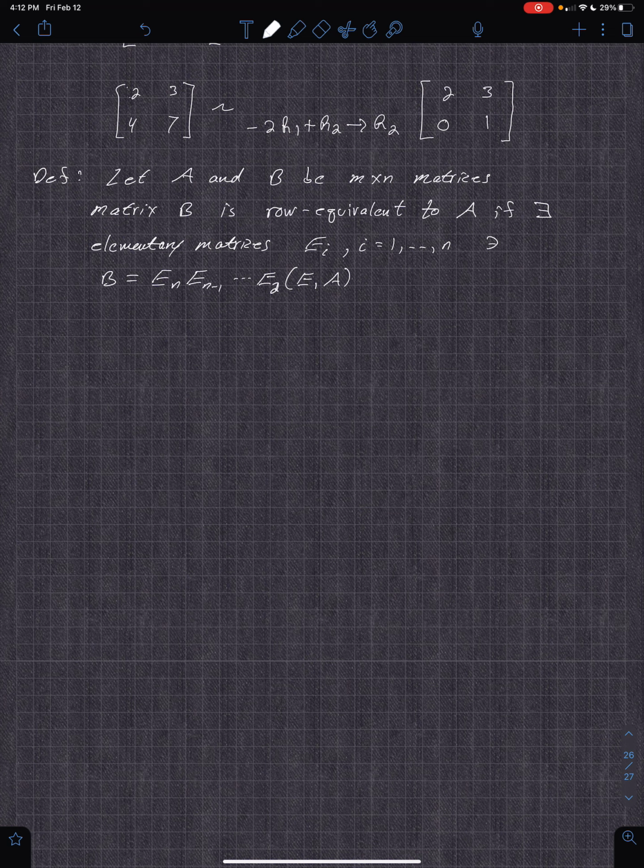And so basically, all that's really saying is that you have A and you do row reduction and get B. Well, instead, let's just use these elementary matrices. That's the concept, and it can be done. Okay, next theorem.